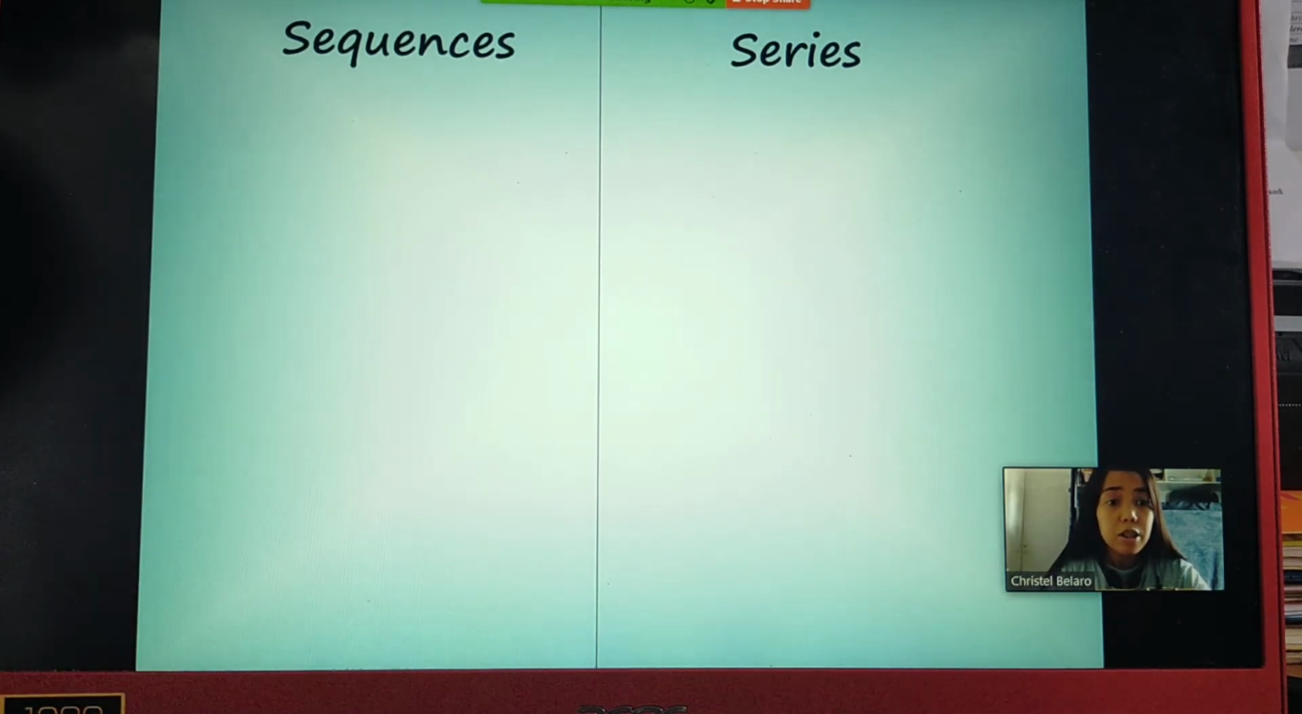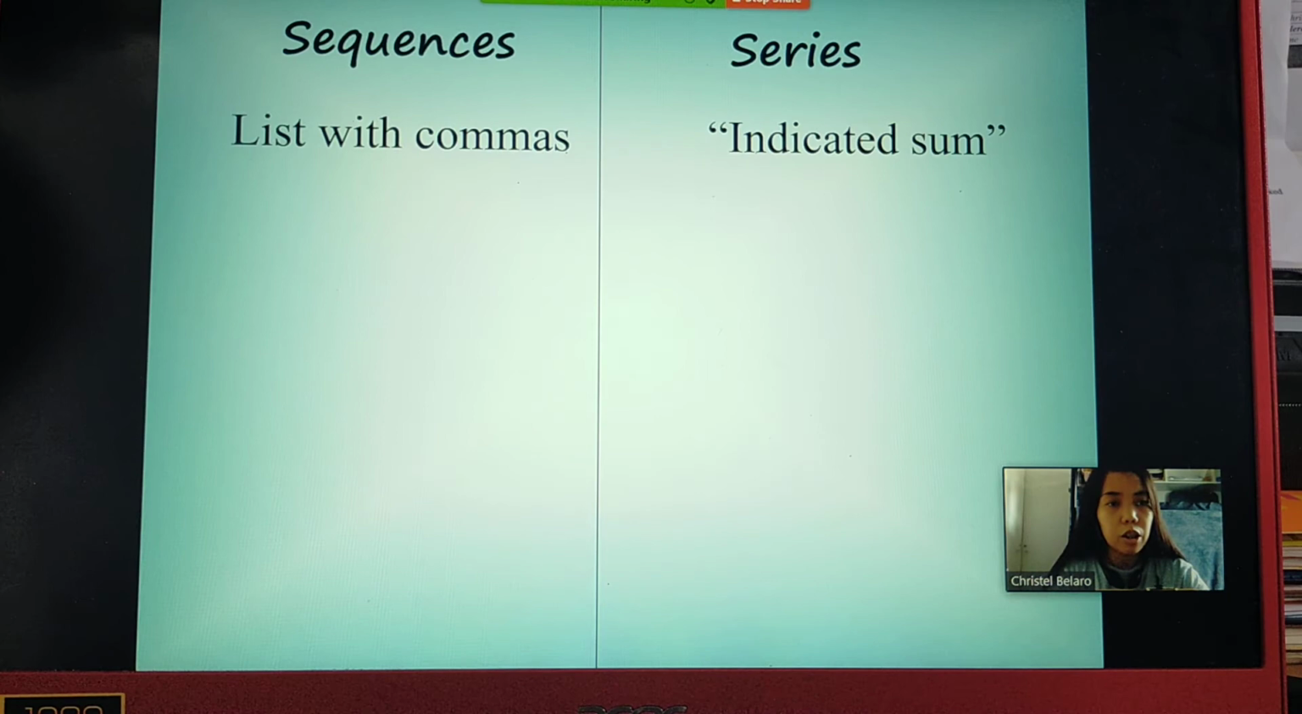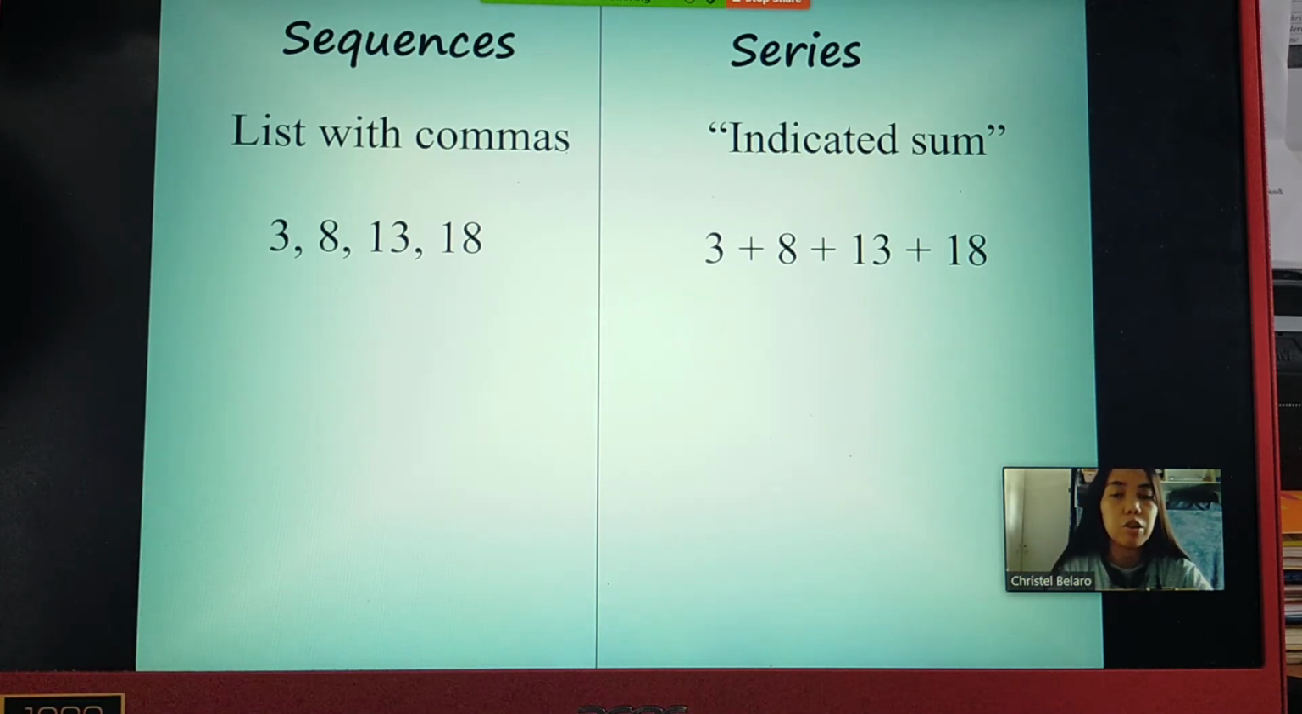When we say sequence, these are a set of numbers listed with commas. How about series? It is an indicated sum. It's the sum of the sequence, the summation of the given sequence. For example, the given sequence is 3, 8, 13, 18. When we need to find the series, we need to find the sum of the given sequence. Is that clear? Next.